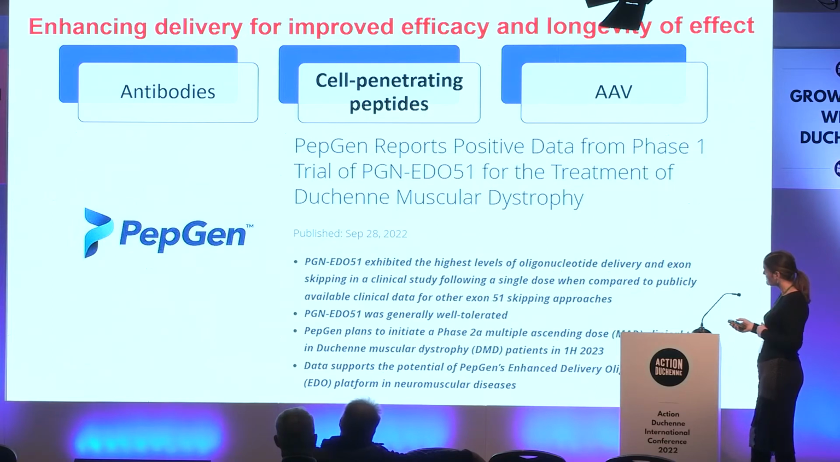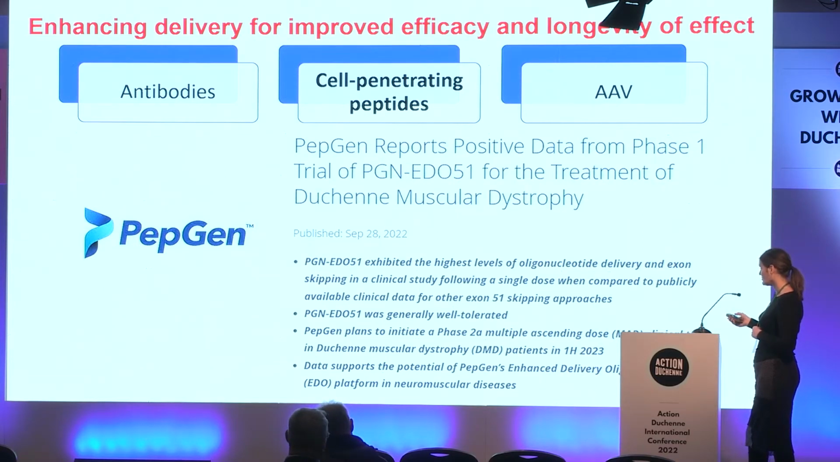So Tom's mentioned PepGen. They have also gone into clinical trials. This is another peptide conjugated version for Exon 51. They dosed a control person and looked for safety, and it was well tolerated. And they're now, in the first half of 2023, going to go into patients. So it's a really exciting time in mutation-specific therapy.